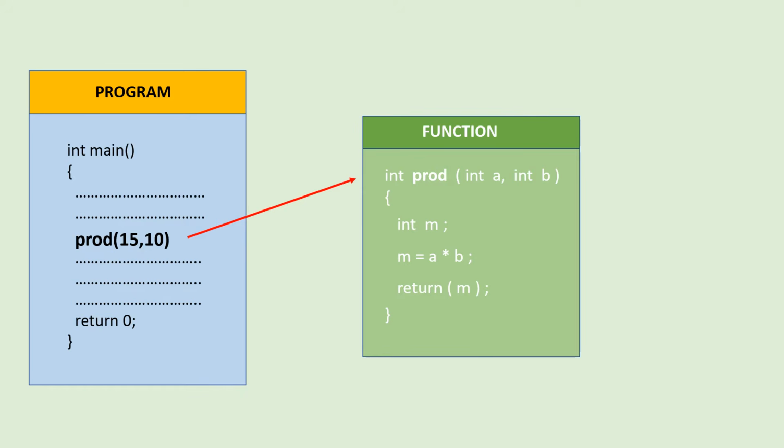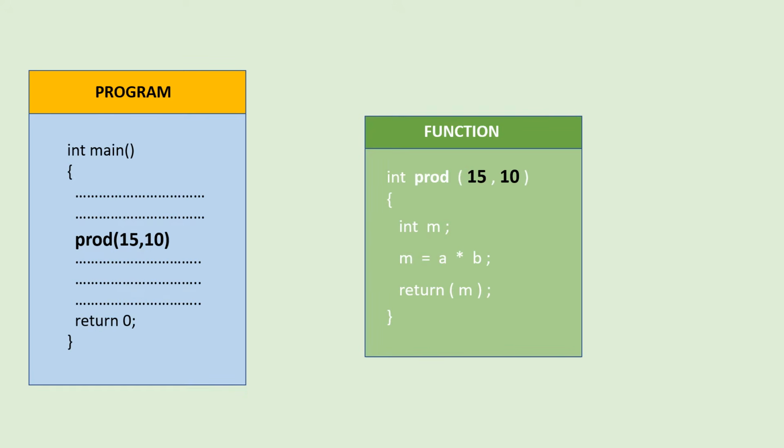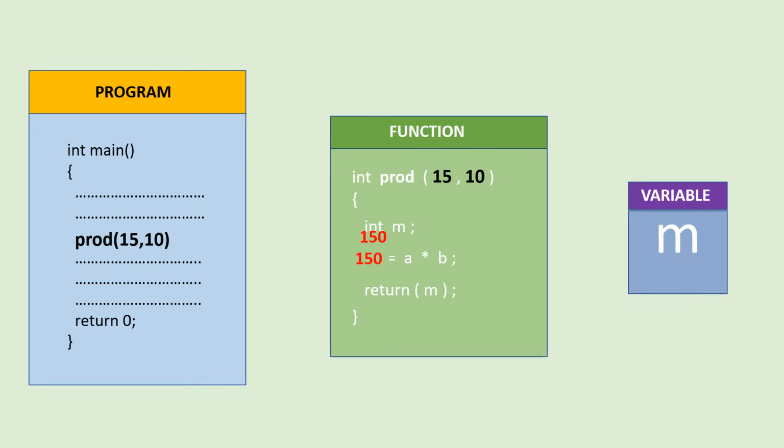The first parameter 15 is passed from the main program to the first parameter location at a in the function. The second parameter 10 is passed from the main program to the second parameter location at b in the function. 15 and 10 are assigned to a and b respectively, and the product is obtained. This product is then assigned to m. Remember that m is a variable or memory location where integer value can be stored.